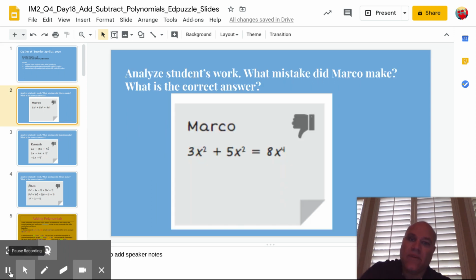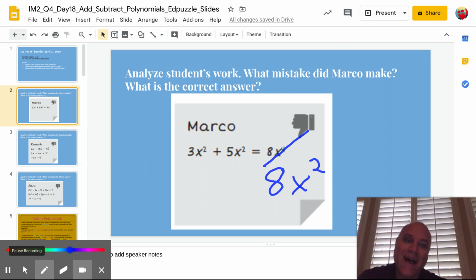Okay, Marco was given this problem, 3x squared plus 5x squared. And when he added it, he got 8x to the fourth. There's a thumbs down telling us that Marco made a mistake. Can you tell me what his mistake is, and can you correct the answer here?